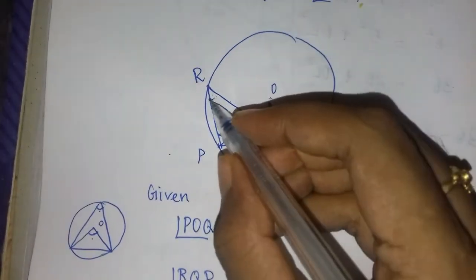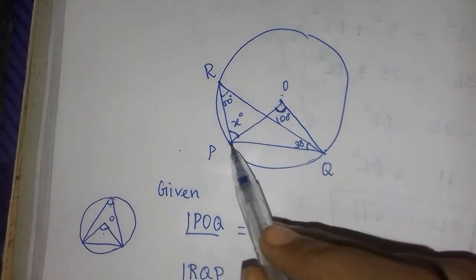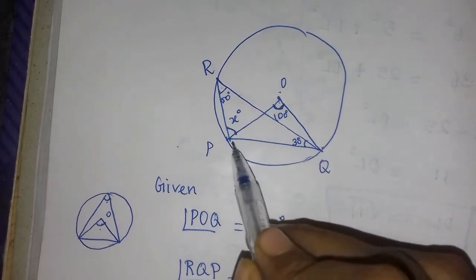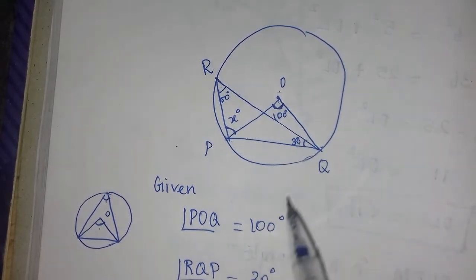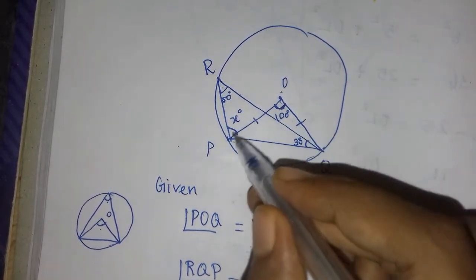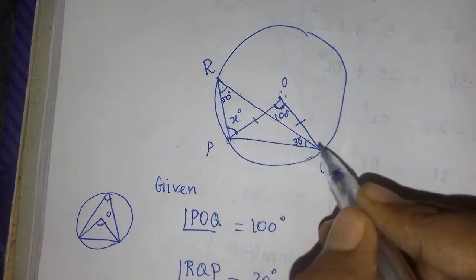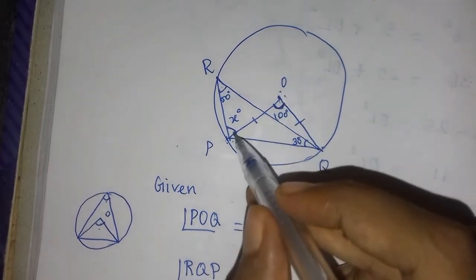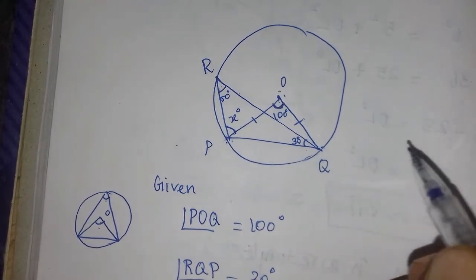Now we got this angle as 50 degree. Okay, now take this triangle and find this angle and this angle. These two angles are equal. How I am saying that? Because these two sides are equal. Why these two sides are equal? Because side OP and OQ are radius. Since that two are equal, these two angles will be equal. That only we are going to do.